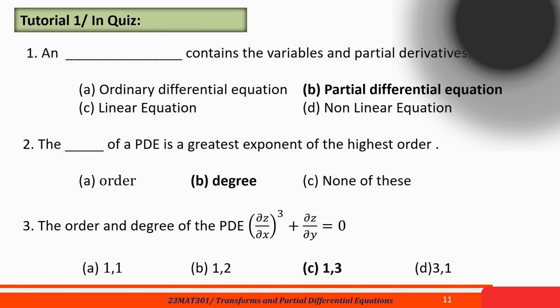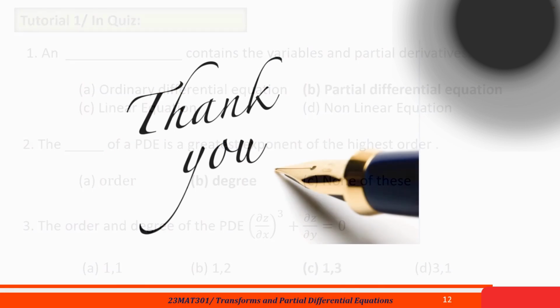Now this is a simple question which contains the variables and partial derivatives. Obviously, a partial differential equation should have the variables and the partial derivative. The greatest exponent of the highest order will be your degree. In this equation you have to find the order and degree. First you have to find the order, then you can find the degree. How to find the order? First you have to find the derivative. Which derivative is given here, first order or second order? First order derivative. So the order is 1. And what is the highest exponent of that first order derivative? It is 3. So 3 is your degree. Thank you.